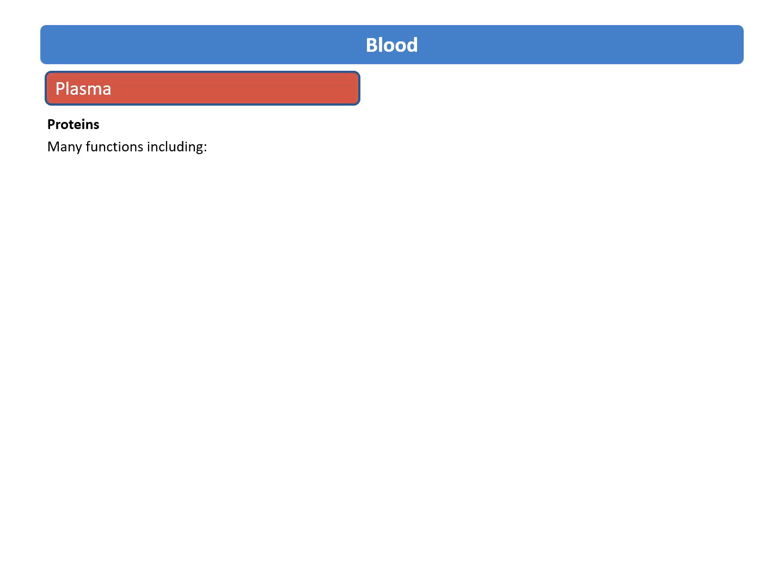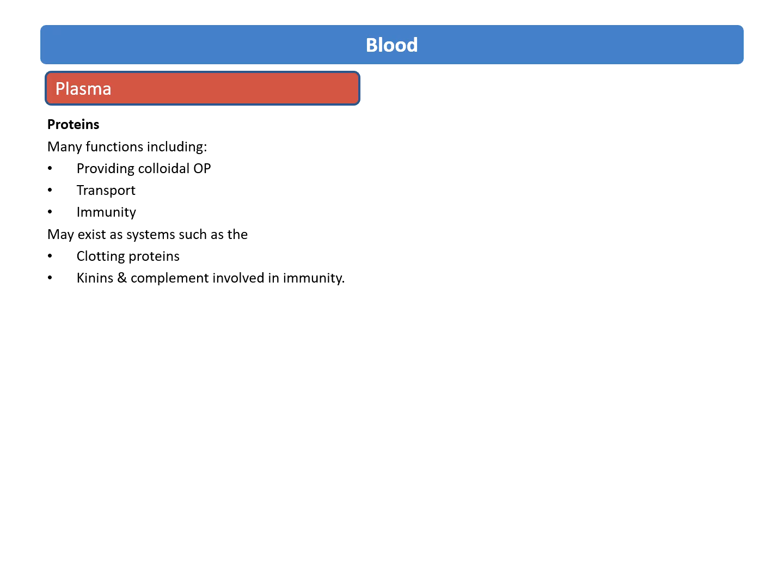Proteins have many different functions. They provide colloidal osmotic pressure. This is the osmotic pressure of the blood due to the presence of proteins. They're involved in transport, immunity. Many exist as systems in the blood, such as clotting proteins, kinins, and complement. These are involved in immunity.